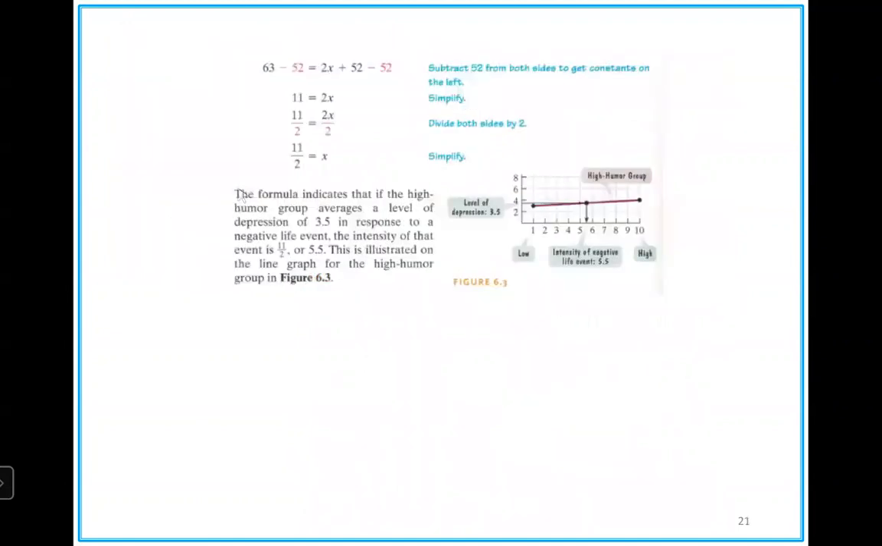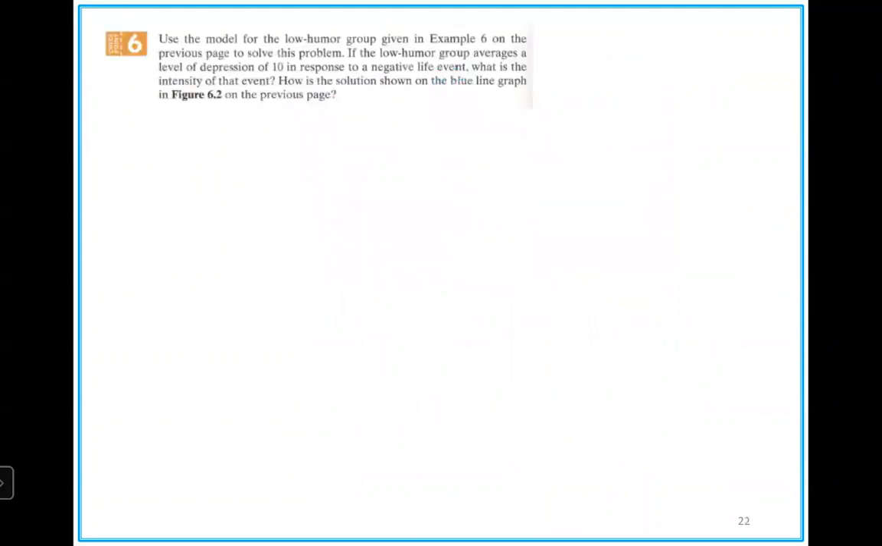So it's a little complicated, but it is applying some of the basic principles of algebra to real life situations. So we're going to look at this. Now this one is saying, use the model for the low humor group, given in example 6 on the previous page, to solve this problem. It says, if the low humor group averages a level of depression of 10 in response to a negative life event, what is the intensity of the event?